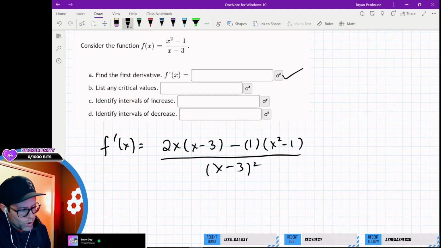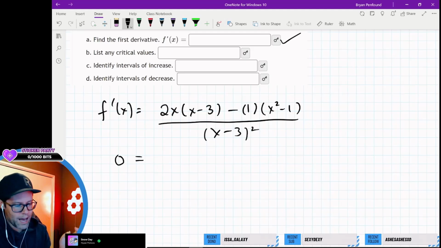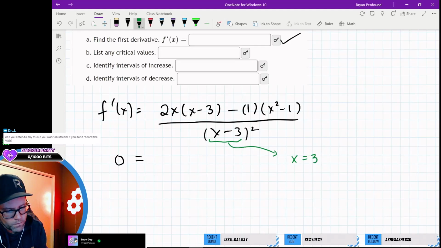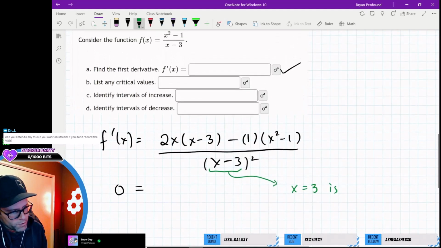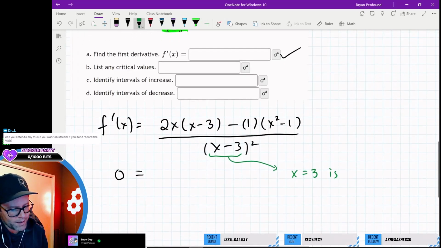We need to find the critical values. The critical values happen when the derivative is equal to 0. And specifically, this is going to happen when the numerator is equal to 0. I'm going to make a note to myself that 3 is kind of important, and 3 is probably going to be an asymptote.